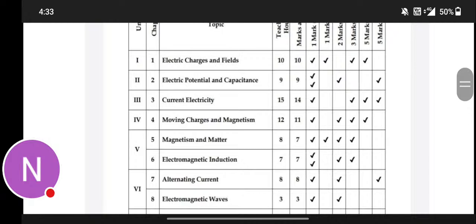The next is Moving Charges and Magnetism. 11 marks you will get. 1 question for 1 mark, 1 question for 2 marks, 1 question for 3 marks, and 1 question for 5 marks. Totally it is 11 marks you are getting. So these are the 1, 2, 3, and 4 units, 4 chapters.